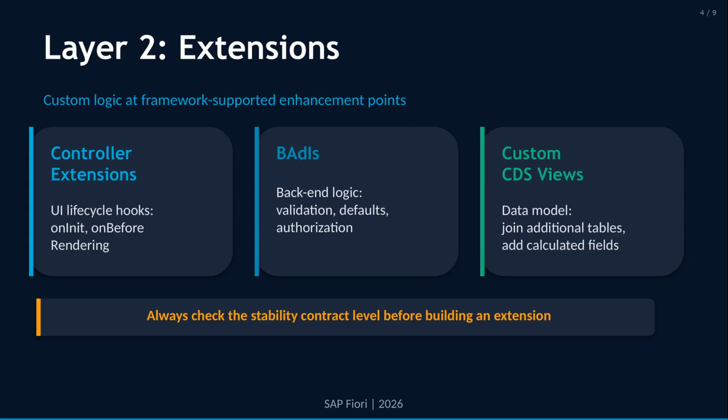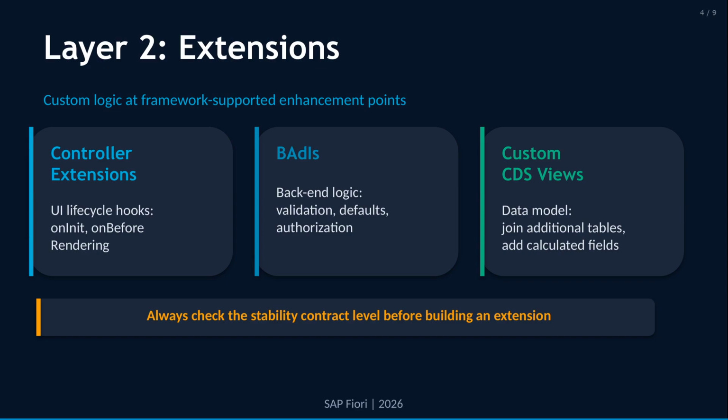When configuration cannot meet your requirement, extensions are the next step. Controller extensions let you add logic to an existing Fiori app's lifecycle hooks: on init, before rendering, after navigation. You write your code in a separate file that the framework merges at runtime. Business add-ins, or BAdIs, let you inject back-end logic at predefined enhancement spots in the application's ABAP layer. Custom CDS views let you extend the data model by adding fields from related tables without modifying the original view.